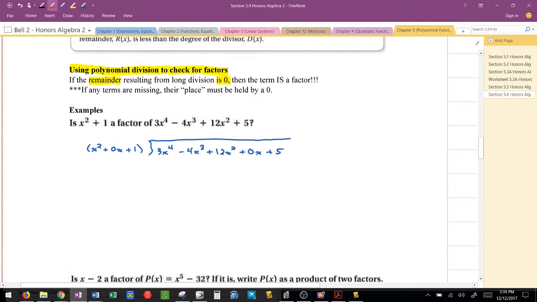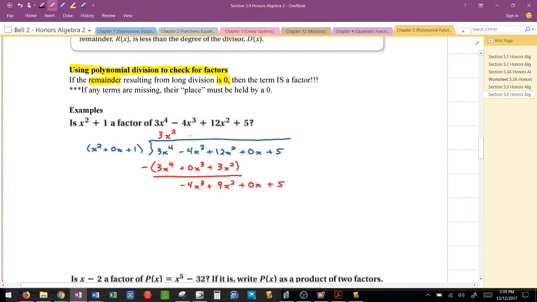All right, so what times x squared gives me 3x to the fourth? That would be 3x squared. Distribute. I get 3x to the fourth plus 0x to the third plus 3x squared. And remember again, we have to subtract that away. So when I subtract this, the x to the fourths are gone. I have negative 4x to the third plus 9x squared, and then bring down everything else, plus 0x plus 5.